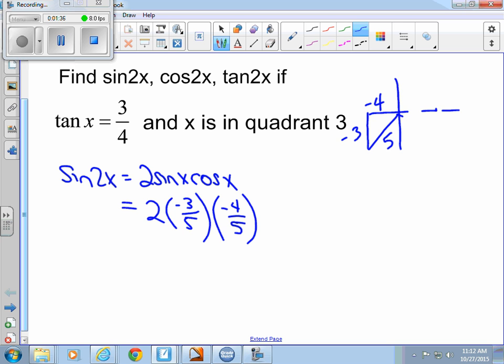So 12 times 2 is 24, 24/25ths. Everyone agree? Any questions about that one?